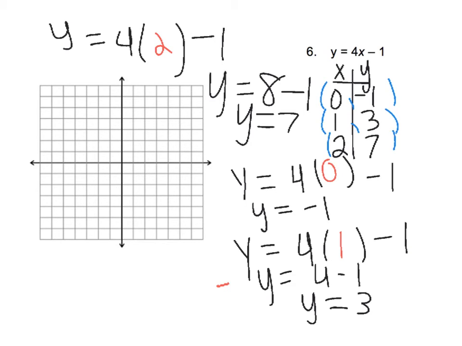Again, we can make ordered pairs out of these to plot these points. And we're going to look at our graph over here. We'll go ahead and plot those. So we've got 0, -1, excuse me, 1, 3, and 2, 7. And then we'll just draw our line through that. Don't forget your arrows on the end. So these graphs go on forever. Easy as that.